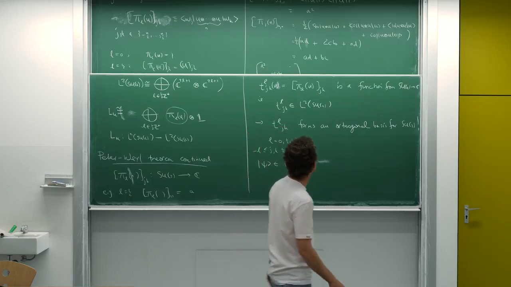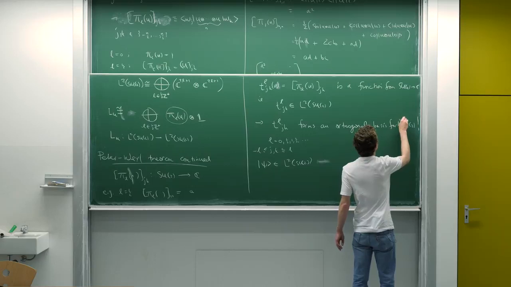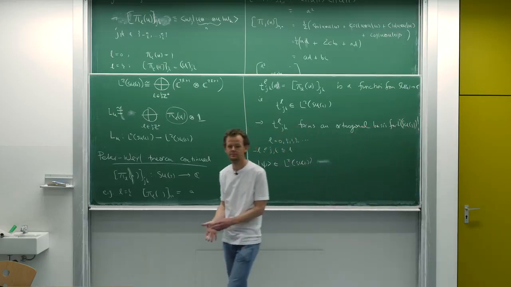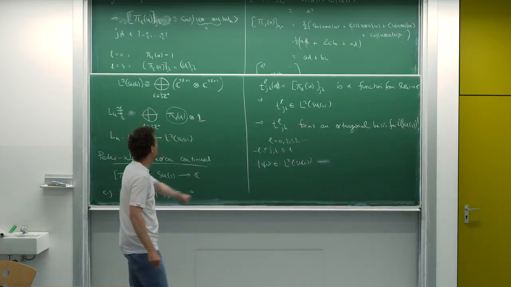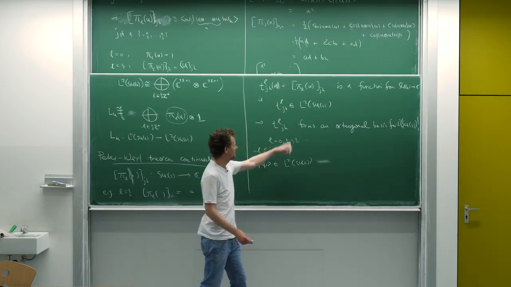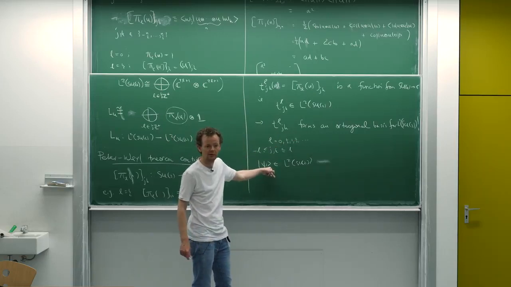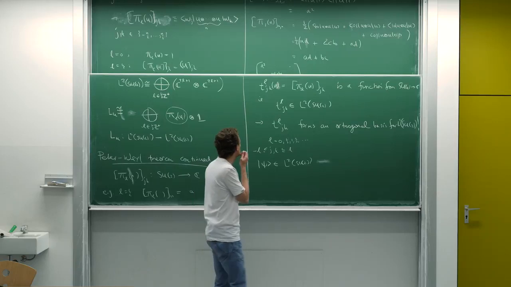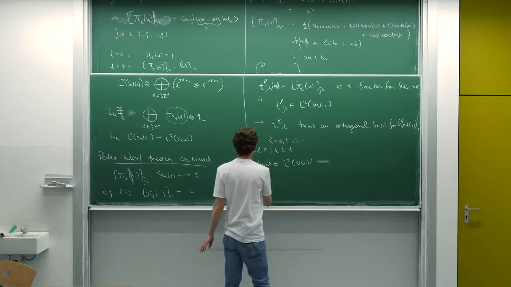Forms an orthogonal basis for L2 of SU2. So what does orthogonal basis mean? It means everything can be expressed as a linear combination of them. So we're going to use a little notation. I'll explain it in one second.